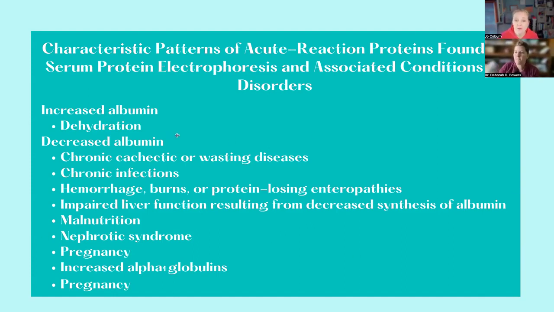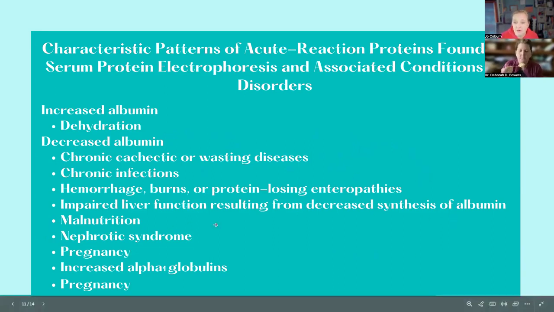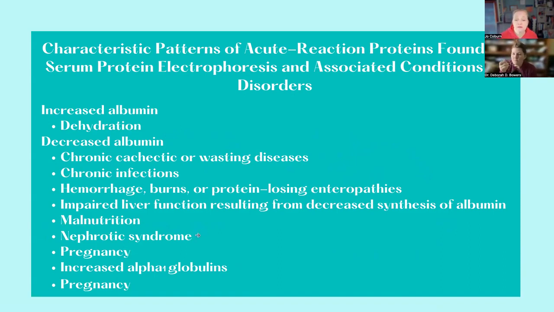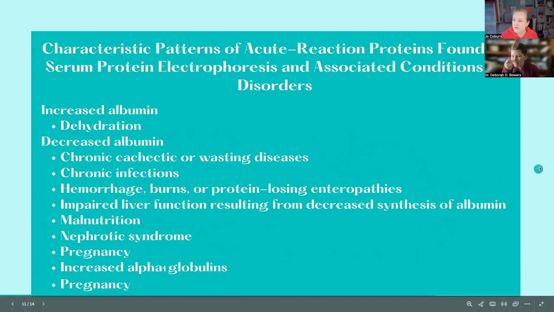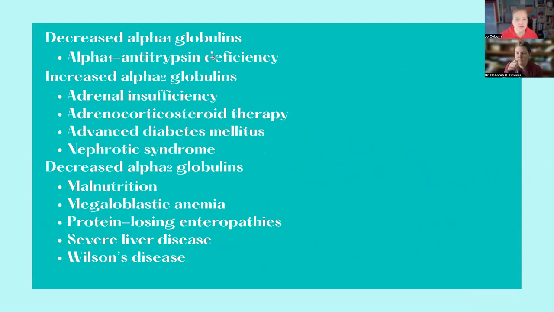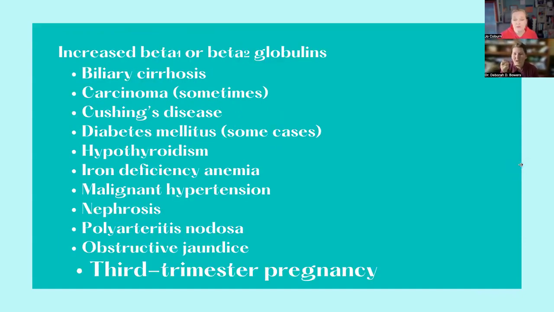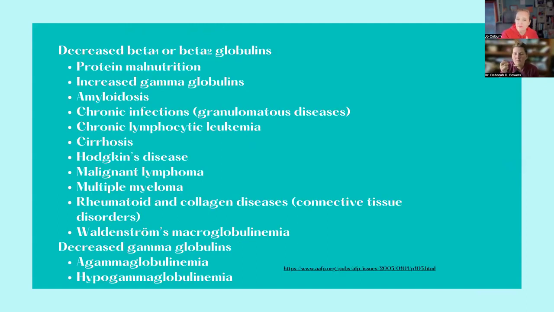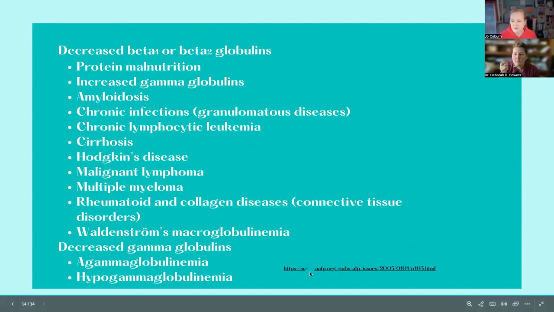Some of the reasons for decreased albumin: wasting diseases, chronic infections, hemorrhages, burns, protein loss, impaired liver function, malnutrition, nephrotic syndrome, pregnancy can cause decreases. And then just the different reasons for the increases and decreases in the alpha 1 and the alpha 2. I'm not going to spend a lot of time reading through these, but the list is there for all the reasons why things might be up or down. And this is the website. I will post that one also.